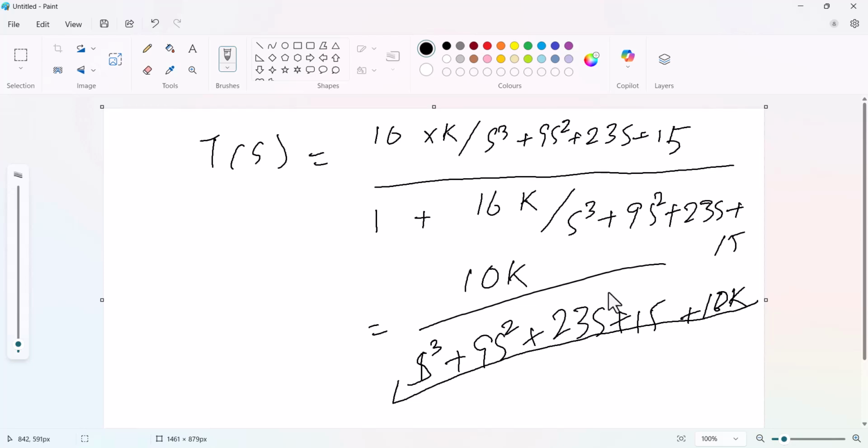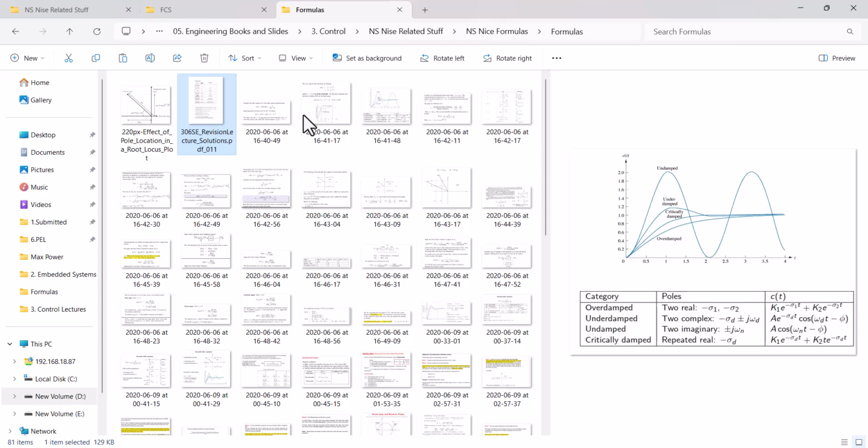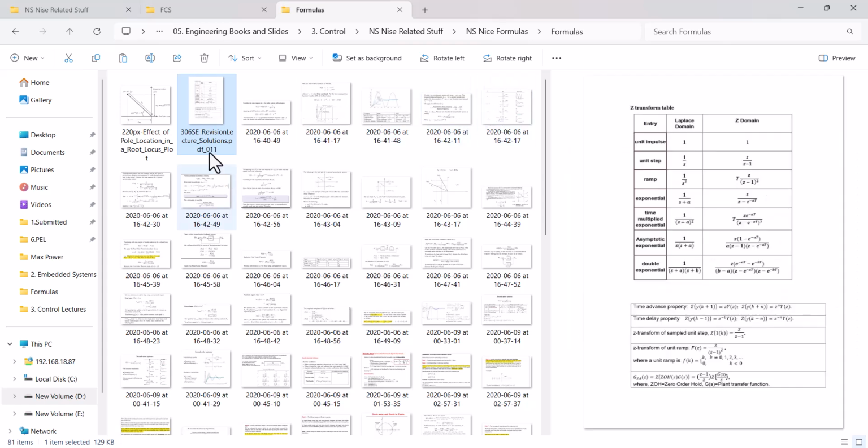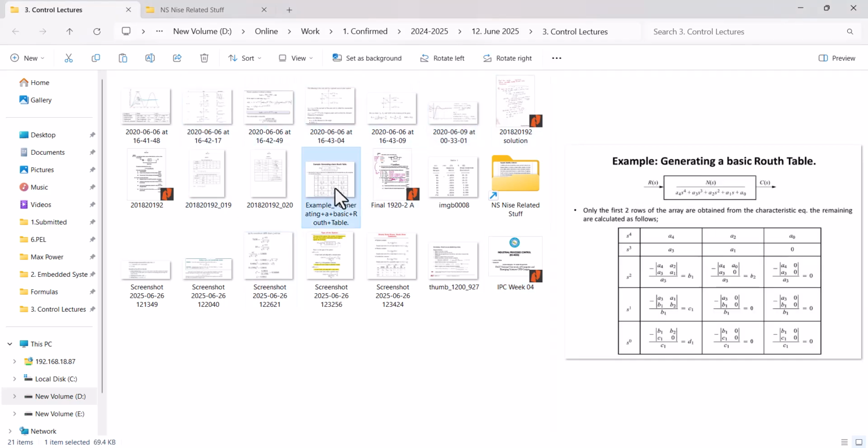So the Routh-Hurwitz table, how is it made? The Routh-Hurwitz table is made like this. See here, it's the Routh table. Yes, so this is how we will make a Routh table.